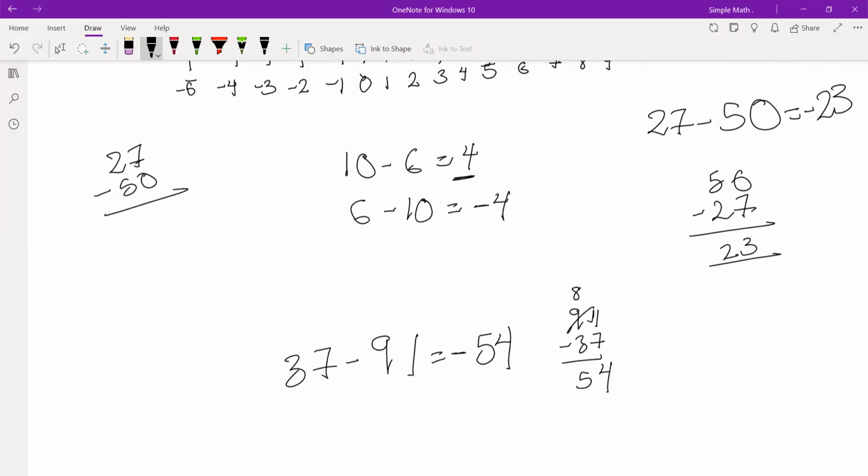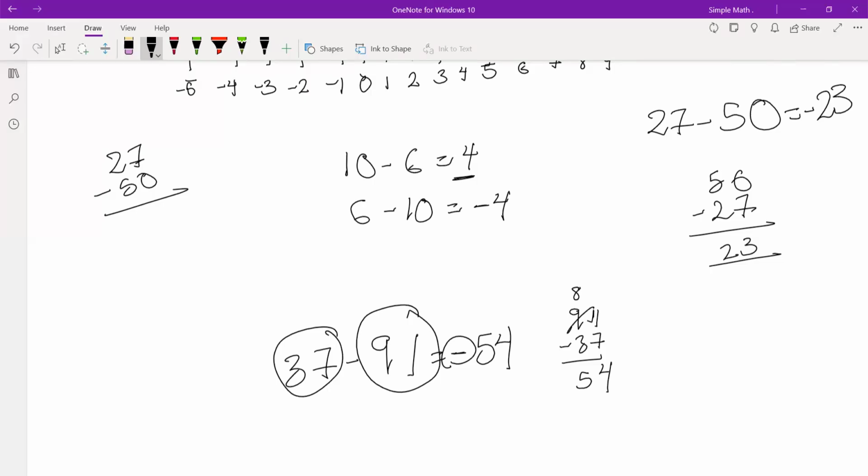Once you have the smaller number minus the bigger number, you just know that there's going to be a minus sign there, and then you just add the number that's usually there.